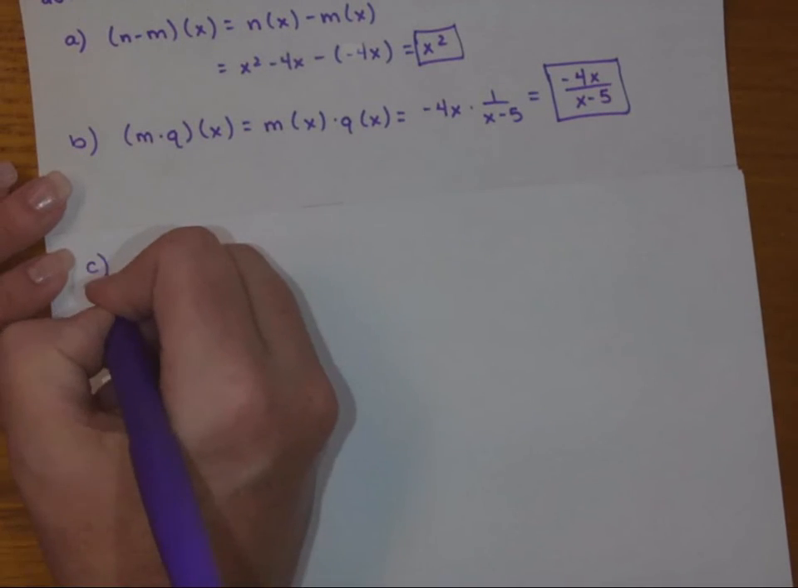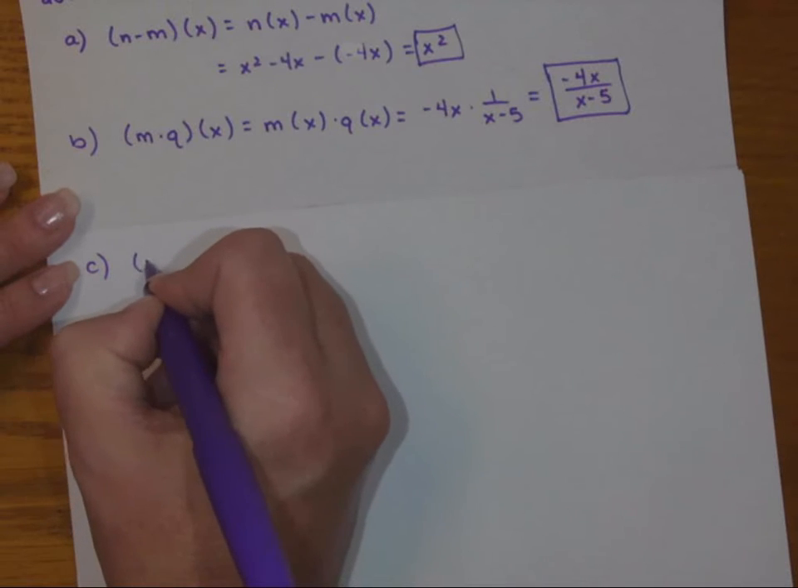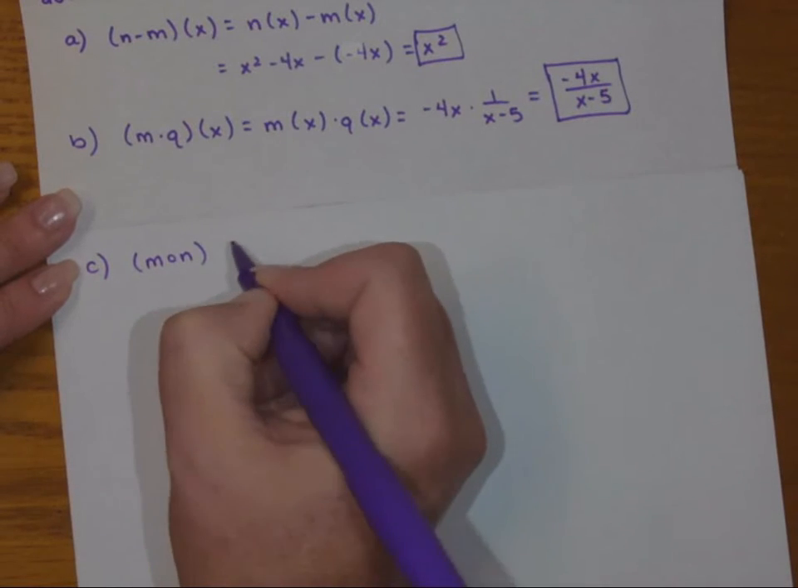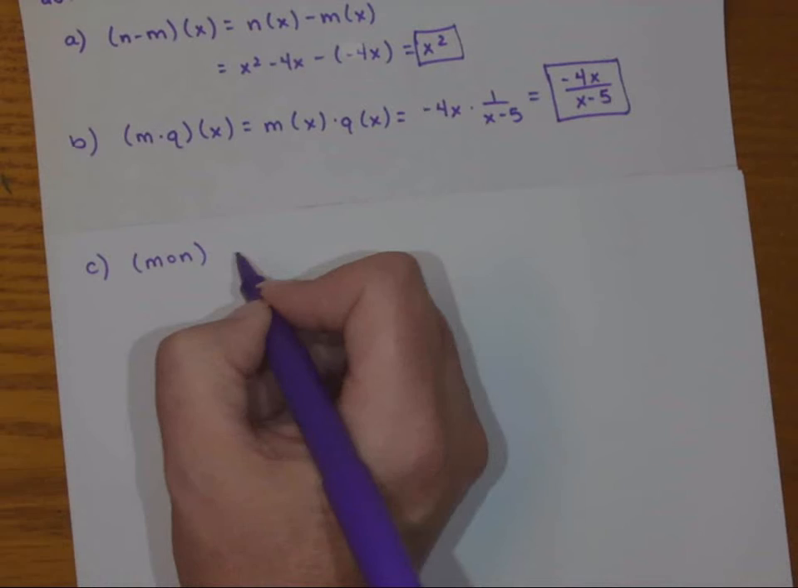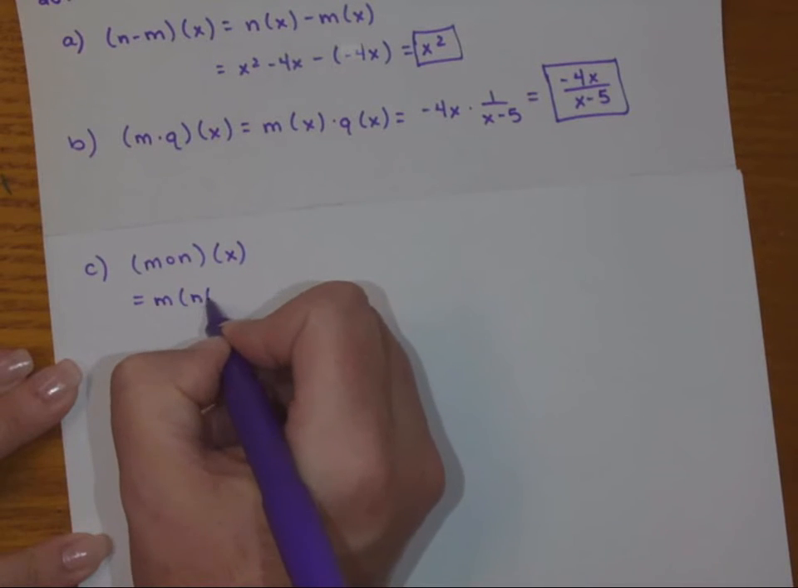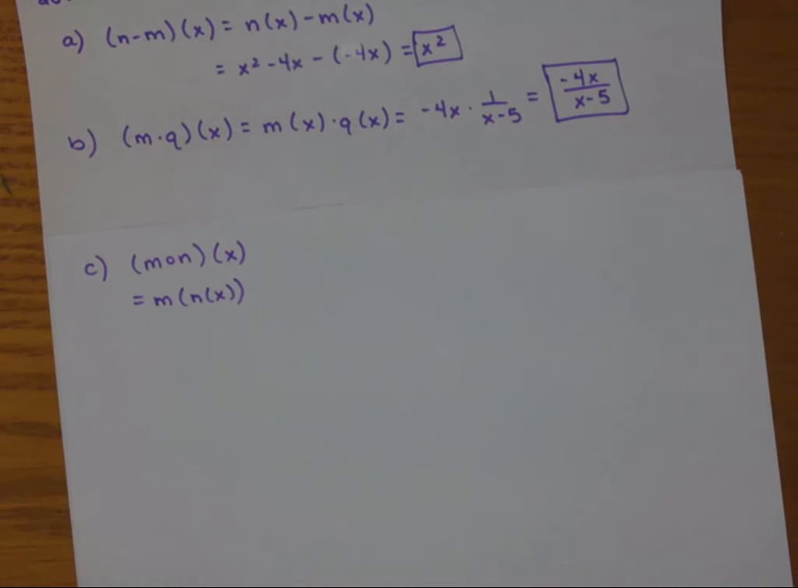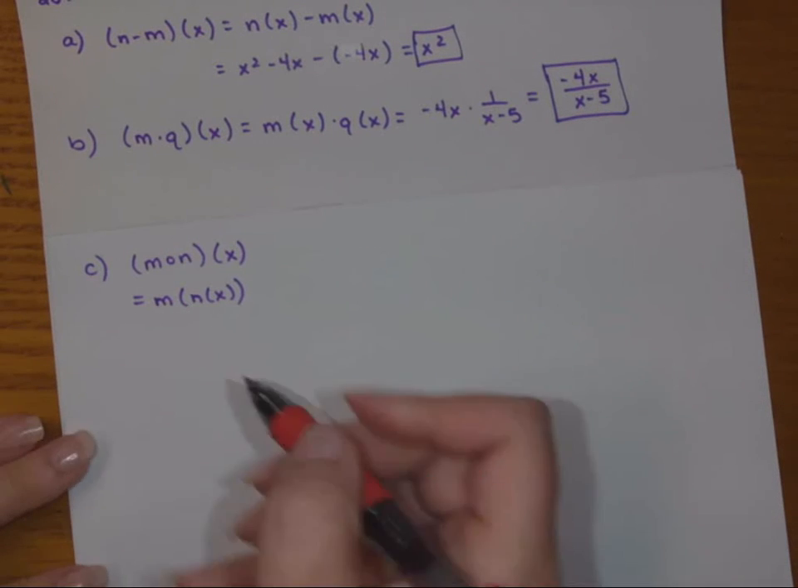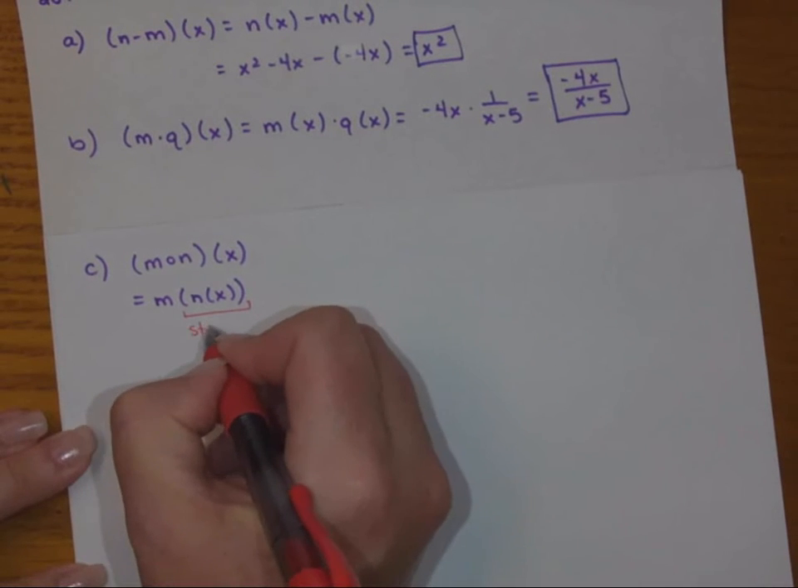Okay, so the more challenging ones are C and D. So notice I asked you to find m of n, okay? And sometimes it'll have the x and sometimes it won't, but that just means m of n of x. Okay, so we always, just like I said before, we start on the inside.